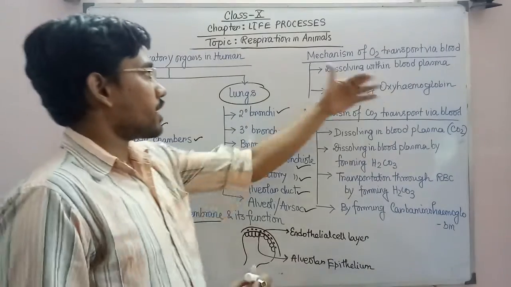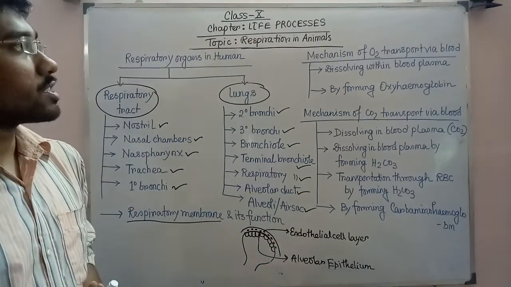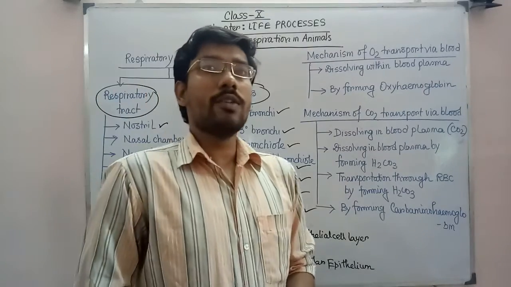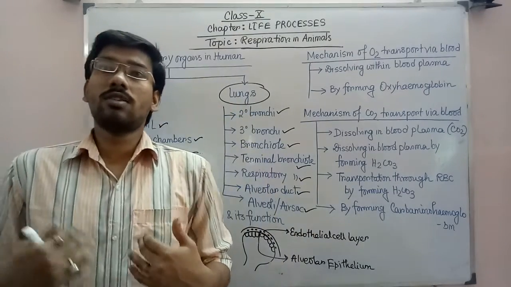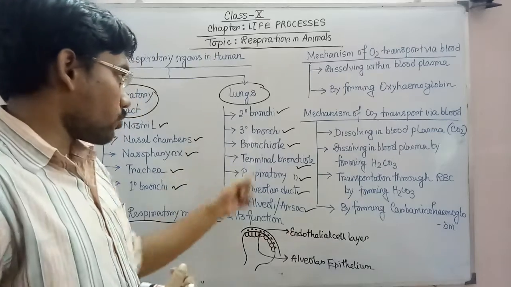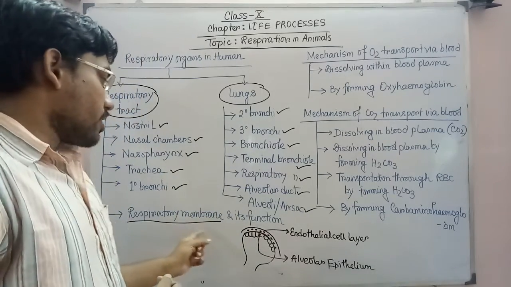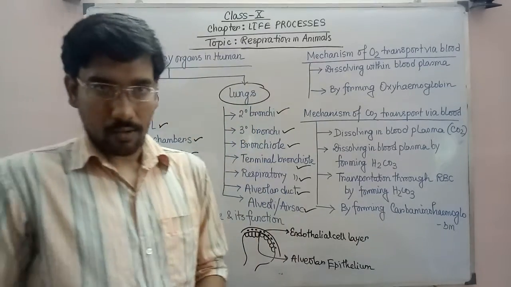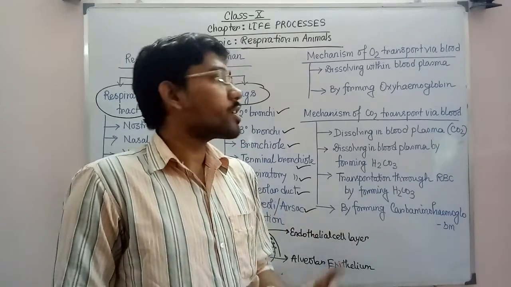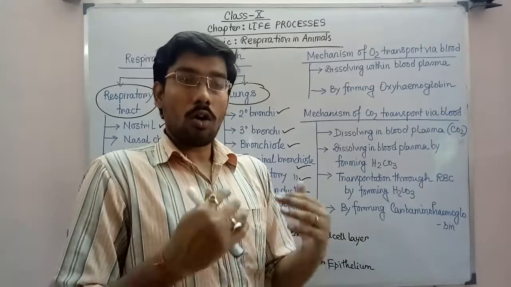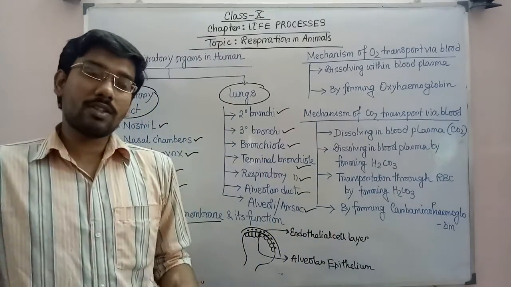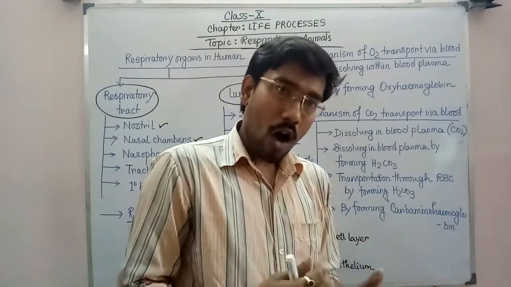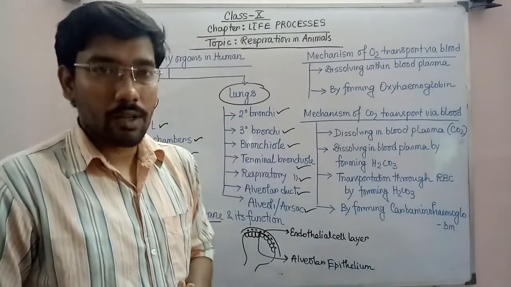Now I am moving to the next point, that is the mechanism of oxygen transport via blood and the mechanism of carbon dioxide transport via blood. Always keep in mind, when we are taking oxygen, it passes through this entire pathway, and through the respiratory membrane the oxygen enters the blood vessel from the lung. Now the story starts from here. When the oxygen enters the blood vessel through the respiratory membrane via diffusion, how will it reach each and every body organ via blood?